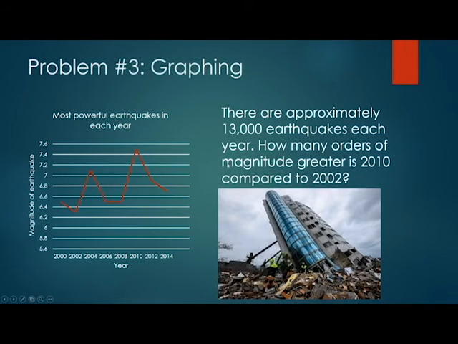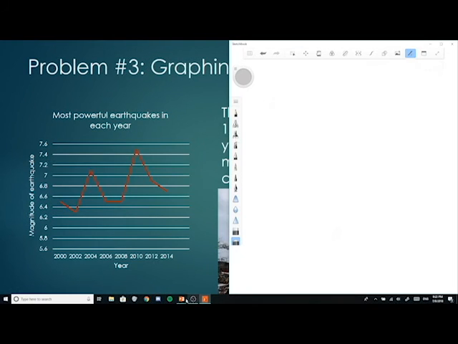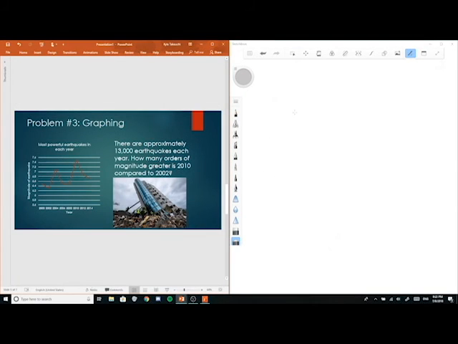For problem number 3, it is a graphing problem, and here's the question. There are approximately 13,000 earthquakes each year. How many orders of magnitude greater is 2010 compared to 2002? By 2010, I mean the earthquake from 2010, and it is compared to the earthquake from 2002. In this problem's case, it is relatively simple: the earthquake from 2002, you can see, has a value of 6.3.